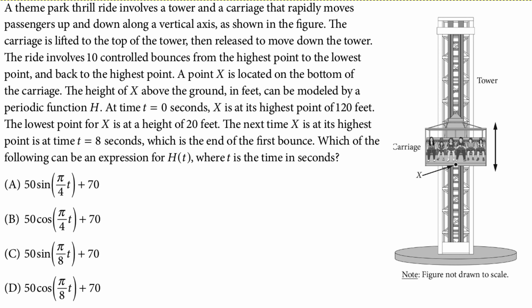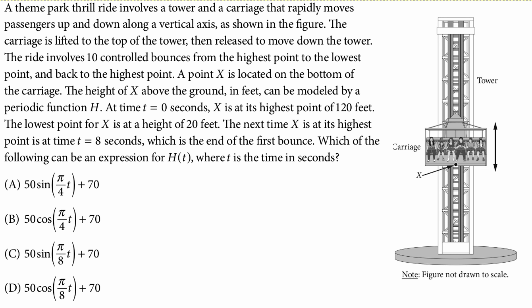On this set of released questions from the College Board, we have a theme park ride. We're going to ask some questions about how this might be graphed. A theme park thrill ride involves a tower and a carriage that rapidly moves passengers up and down along a vertical axis as shown in the figure. The carriage is lifted to the top of the tower, then released to move down the tower.